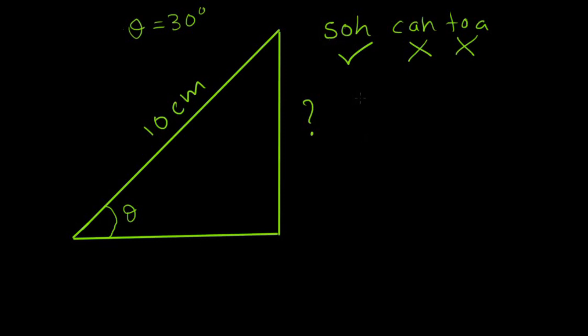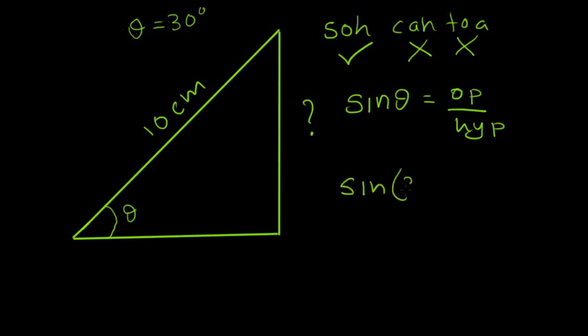So we can write the function. The definition of sine is sine of theta is equal to opposite divided by hypotenuse. And with the information we have here, we can write sine of 30 degrees is equal to opposite divided by hypotenuse, which is 10 centimeters.